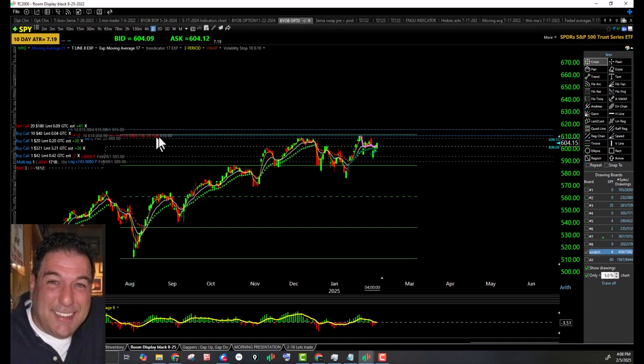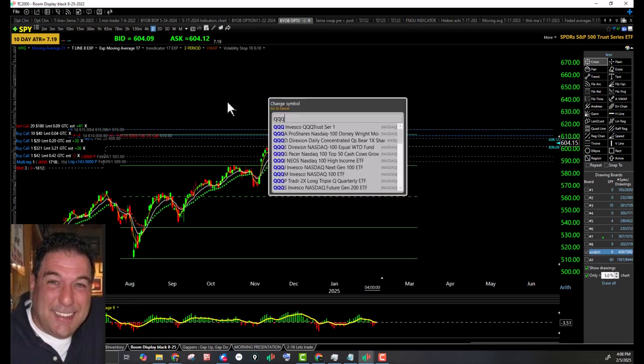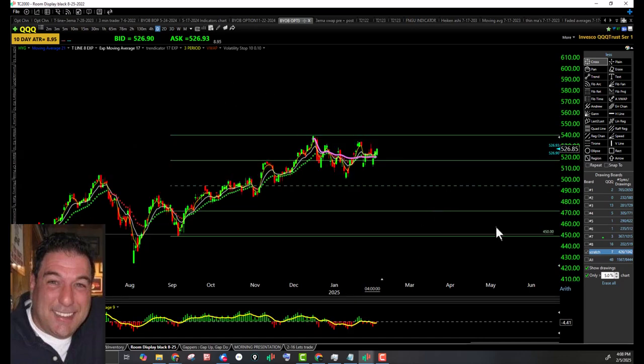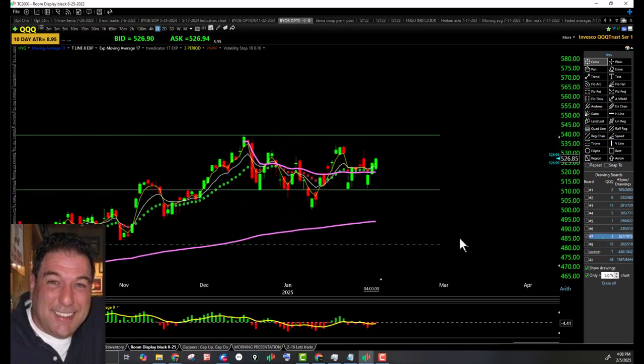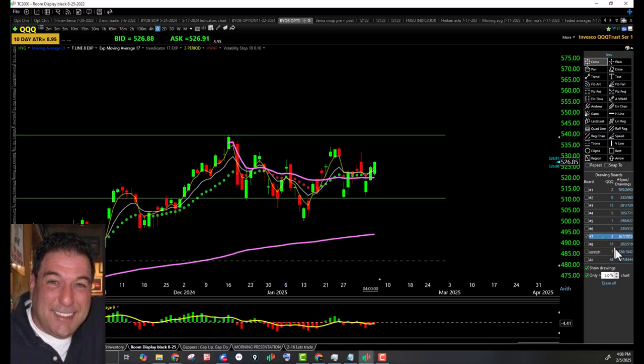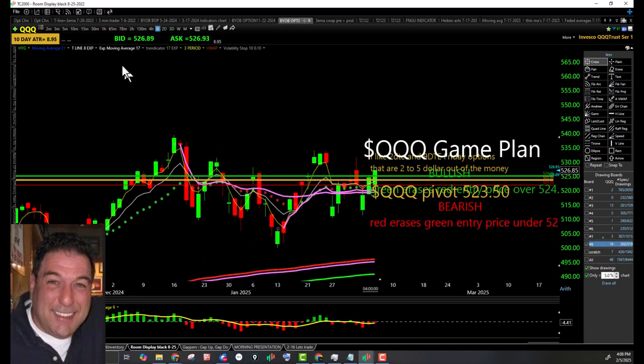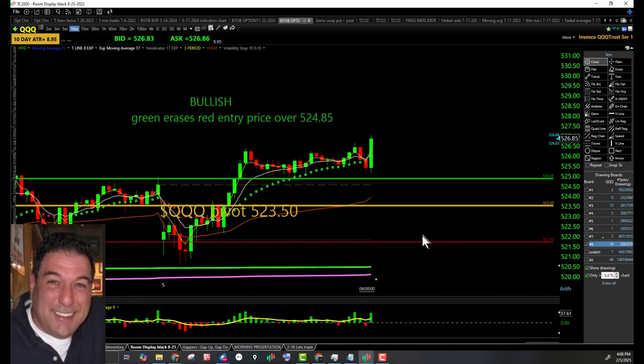All right, so let's go to QQQ. QQQ had the same game plan. We can go take a look at that one. And here we are with the QQQ game plan on the 10-minute chart.